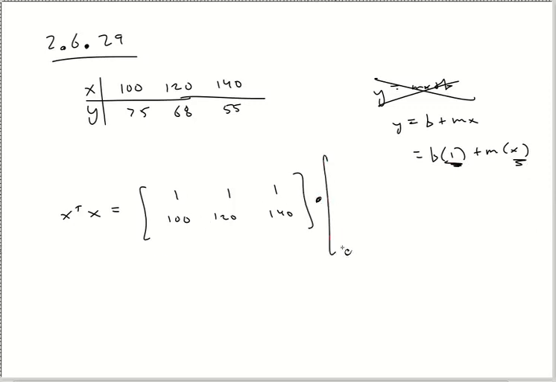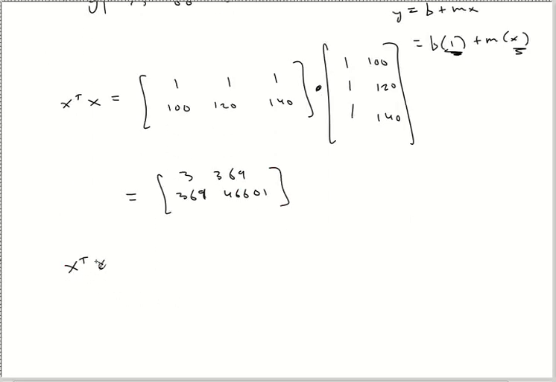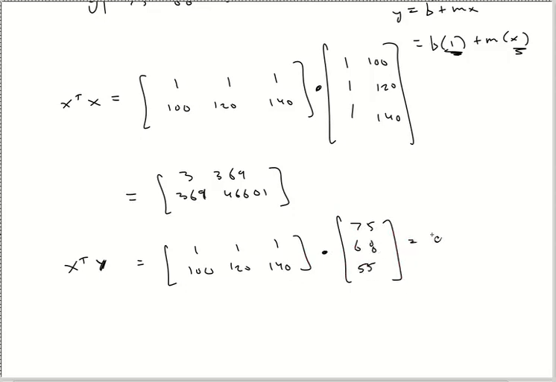Now this is the transpose. So upright, it should be 1, 1, 1, 100, 120, 140. And I'm going to multiply those, and I got 3, 360, 360, and then 46601. Okay. So now X transpose Y, what would that look like? 1, 1, 1, 100, 120, 140, and I'm going to multiply it by just the y values here now. Very simple. 75, 68, 55. And my answer here was 198, and then 238, 8 right there. Let me try to make that not so messed up. Okay, hold on. This one looks kind of messed up too. 198, 238, 55.